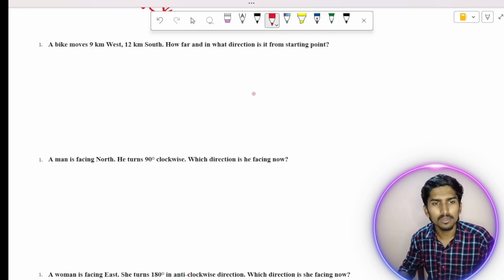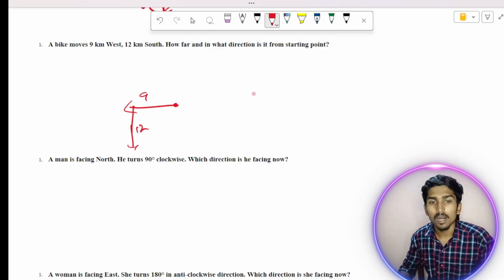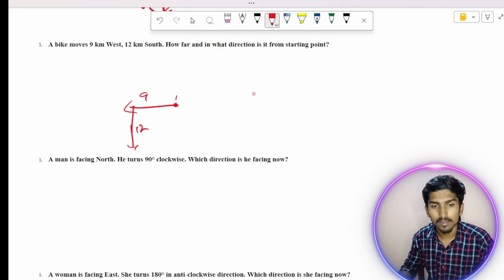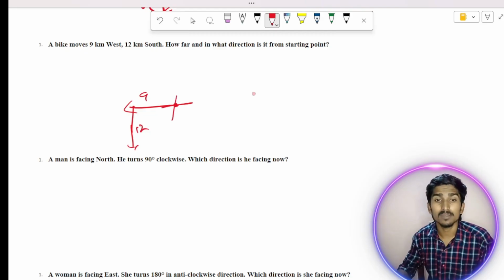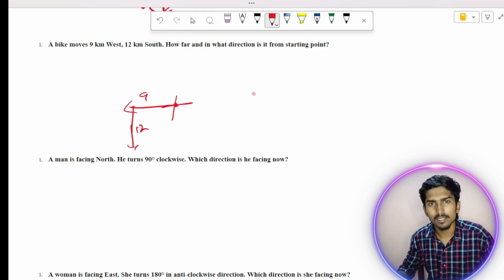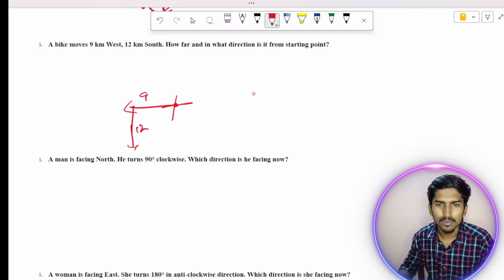Next one, a bike moves 9 kilometers west. For example, the bike is here, 9 kilometers towards west. Then 12 kilometers south. We make 12 kilometers south. How far and in what direction is it from the starting point? From the starting point, from here, what is the direction and distance? They ask both. So far we have dealt with only distance or only direction, as separate questions. Here in this question they ask both direction and distance. From here, what is the direction?